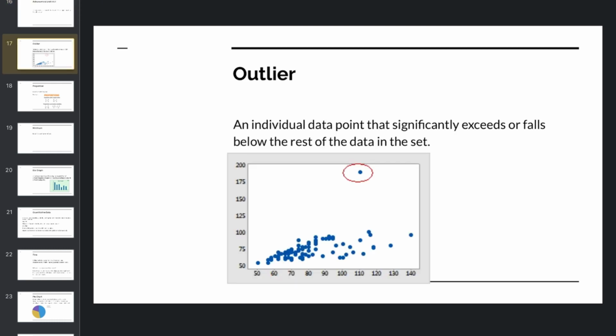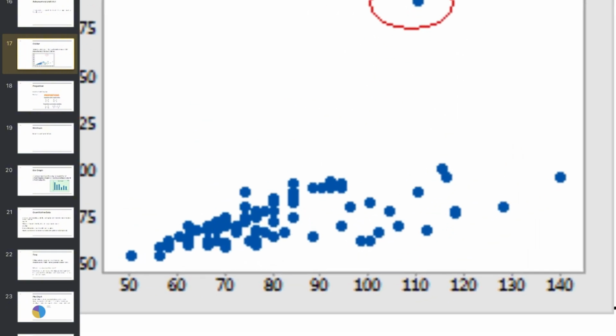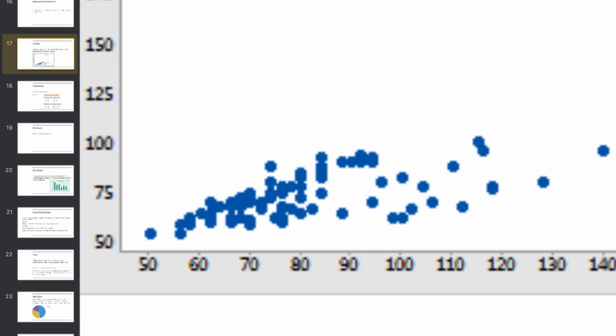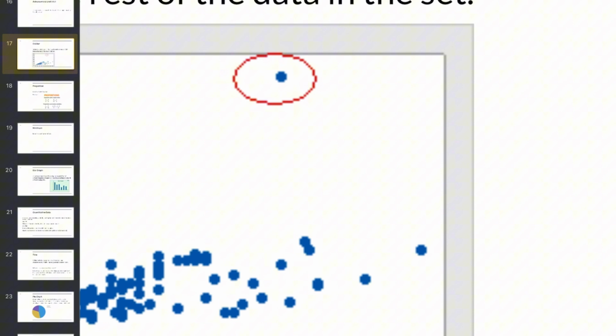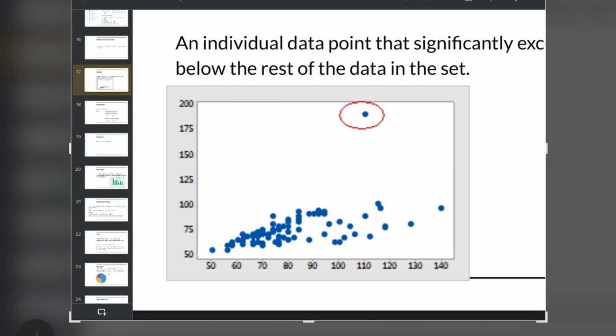Outlier: an individual data point that significantly exceeds or falls below the rest of the data in the set. Now, you might be like, well, not everything's perfect, not everything's perfectly linear. Well, the thing is, you can tell that it's going like this. You can see here that if you look at the trend, it's going kind of like that, right? But it's not going up. This is just so random.